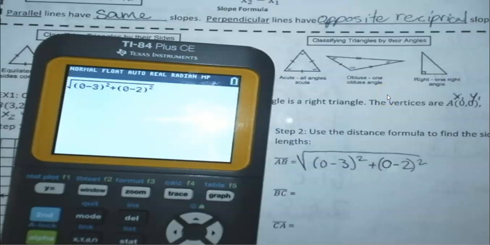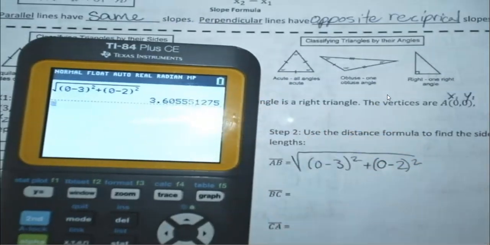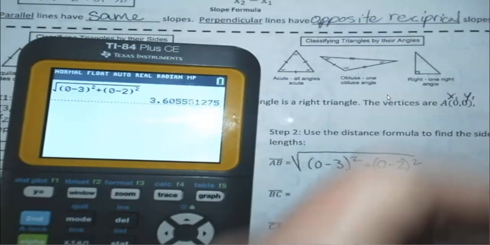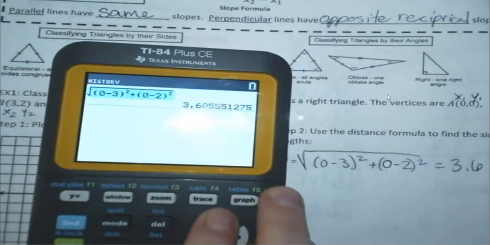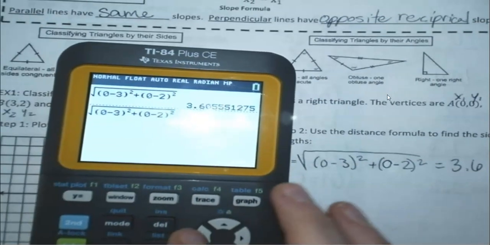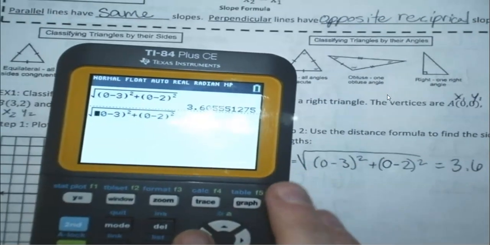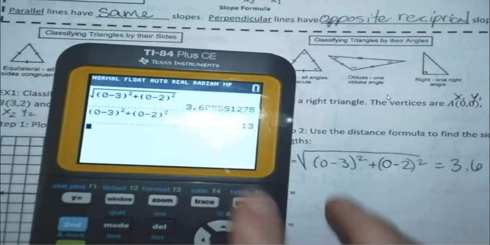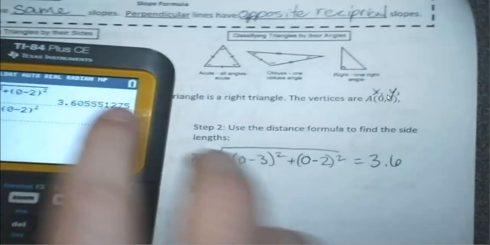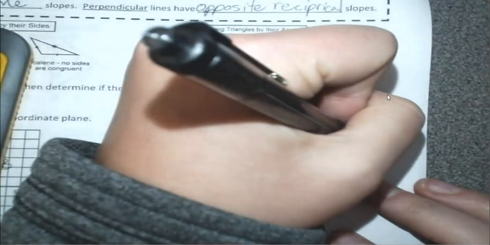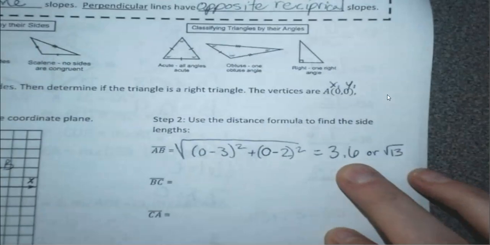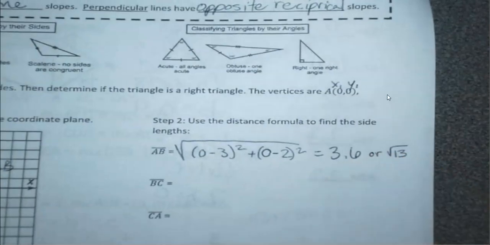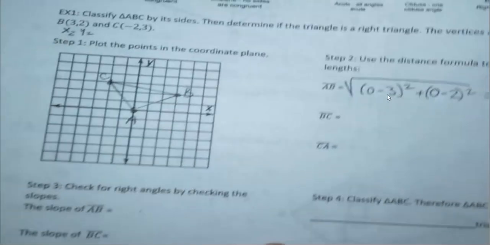All right, you type it in your calculator, and you will get 3.6. If you don't put the big square root in there, it would give you 13. Another answer that would also suffice is the square root of 13, because they're literally the same number. So 3.6, or if you don't want decimals, put square root of 13. Same thing. All right, now let's use Pythagorean theorem.